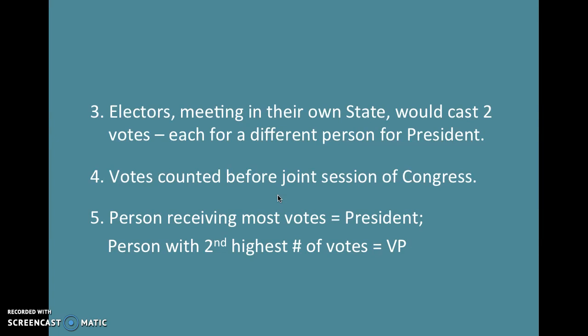We send those votes, number 4, to Washington, D.C., where the votes are counted before a joint session of Congress. Joint session means you've got the House and the Senate together, and they count the votes. The way it used to work, number 5 says the person receiving the most votes becomes president. That makes sense. Check this out, though. It used to be the person with the second highest number of votes became vice president.